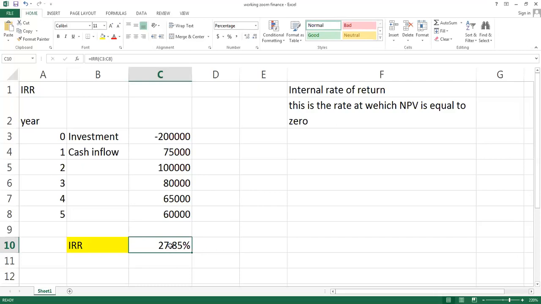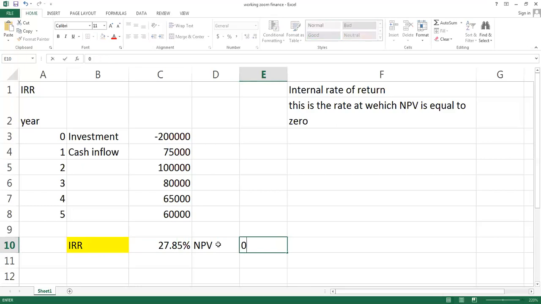This is the rate. If we apply this rate on these cash flows and discount all the values, then NPV will be equal to 0. So if any student is able to calculate NPV by taking this rate, he can make sure that the resulting answer will be 0.